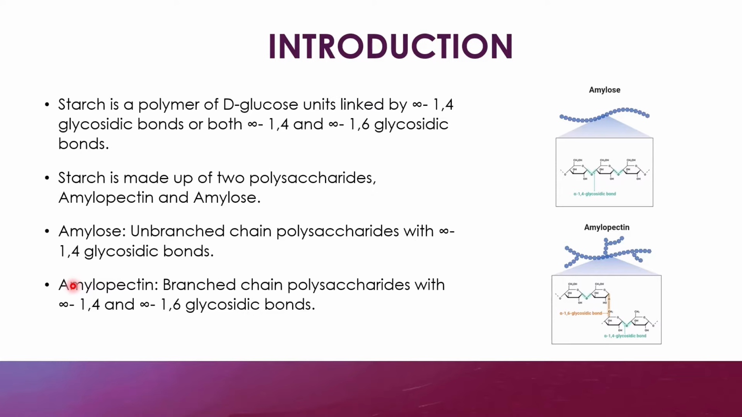Amylopectin. So amylopectin are branched chain polysaccharides with both alpha-1,4 and alpha-1,6 glycosidic bonds. As you can see over here, this is the molecular structure for amylopectin, and these are the bonds. So this is the alpha-1,6 glycosidic bond over here, and the alpha-1,4 glycosidic bond also over here, as shown in the molecular structure.